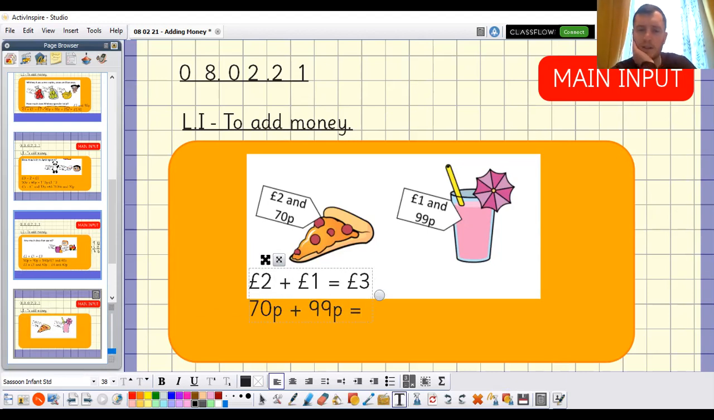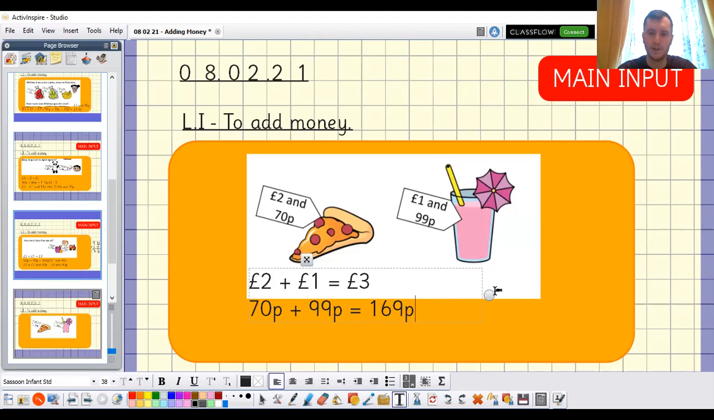I'm going to use some of those skills we learned in our morning fluency this week. I'm going to imagine that's the same as 100 pence. And if it was the same as 100 pence, that would be 170 pence. But we know it's not quite the same as 100 pence. It's 1 pence less. So I've got to take away 1 penny from this, which would be 169 pence. 70 plus 99 pence is equal to 169 pence.